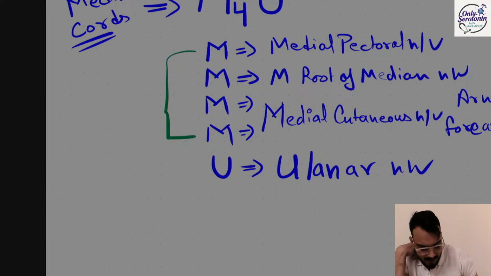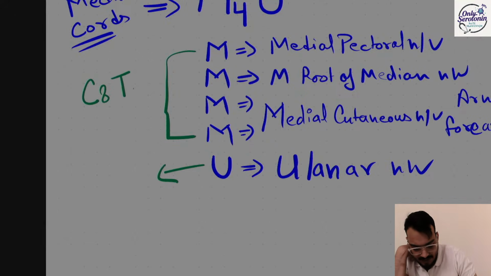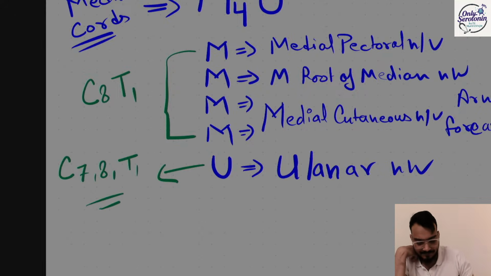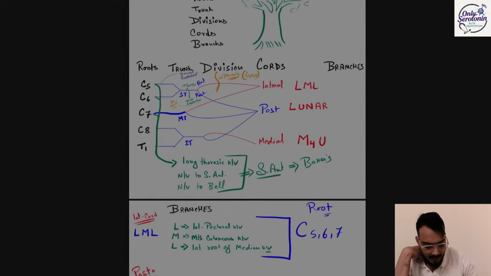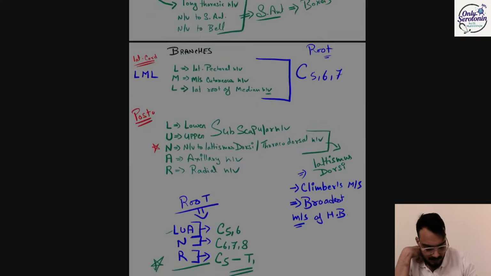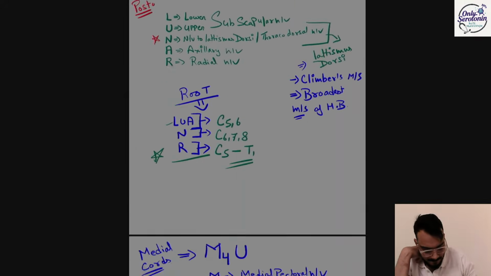All these four M will have same root value, and this U will have its own root value. So all these four M are having C8 and T1, and this U is having C7, C8, and T1. Done, guys. I hope everything is covered here about the brachial plexus.